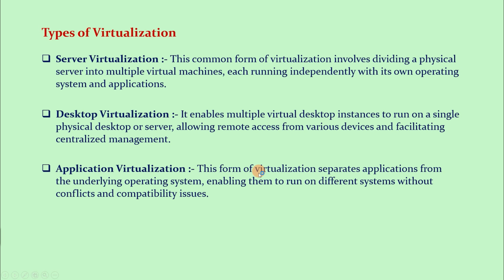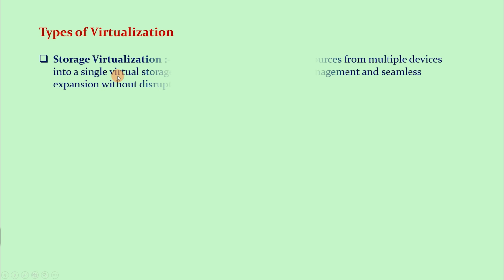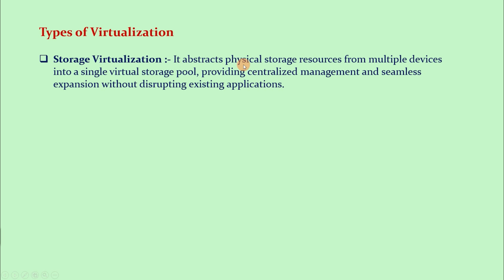Application virtualization. This form of virtualization separates applications from the underlying operating system, enabling them to run on different systems without conflict and compatibility issues. Now, storage virtualization. It abstracts the physical storage resources from multiple devices into a single storage pool, providing centralized management and seamless expansion without disrupting existing applications.